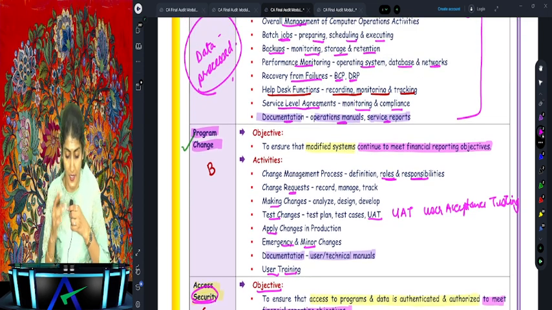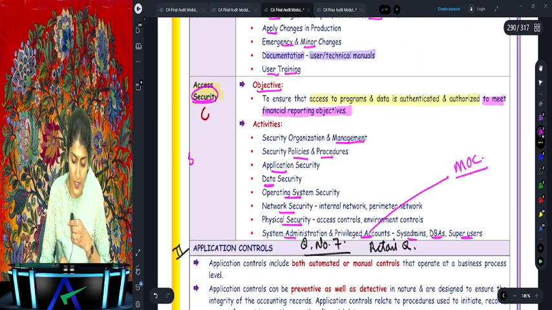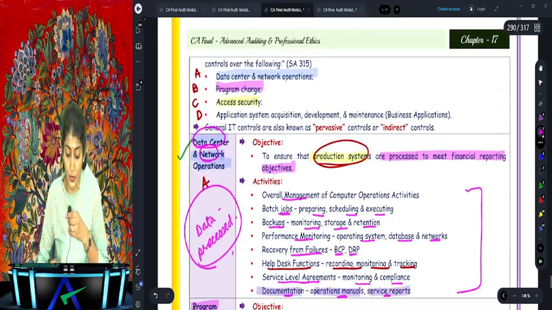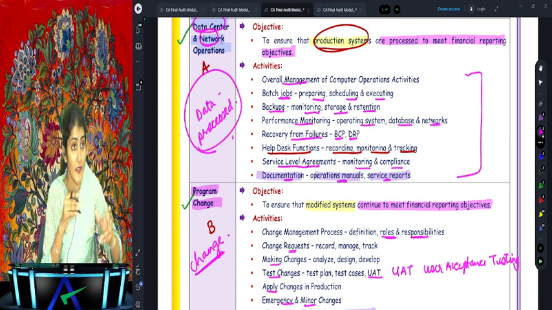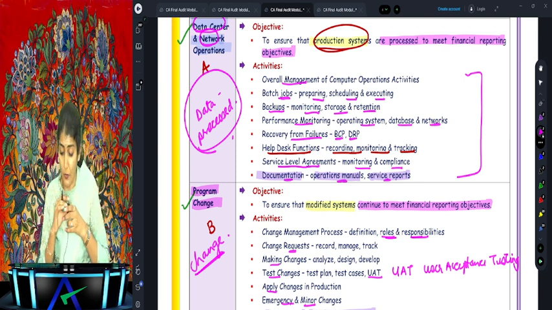Are you understanding? Your data process, then how the change is being done, and you're talking about the security of the data. What they've done in the RTP, they've put the wholesale question. What they should do in the exam, they will ask the retail question regarding data center and network operation, or regarding the program change, or regarding the access security controls. Is it clear to everyone? Right. What are we talking about?